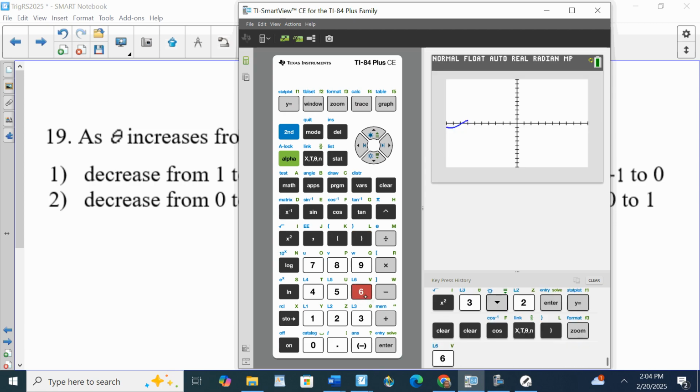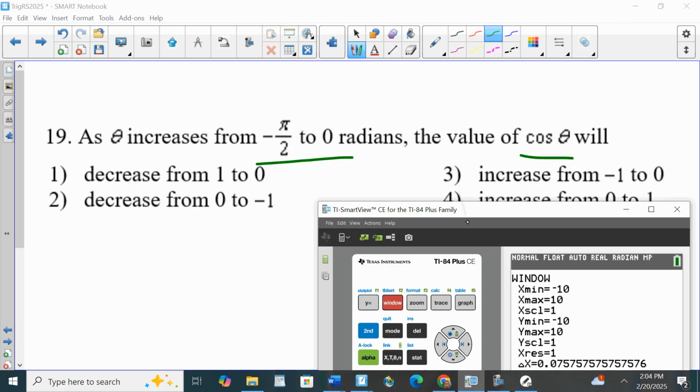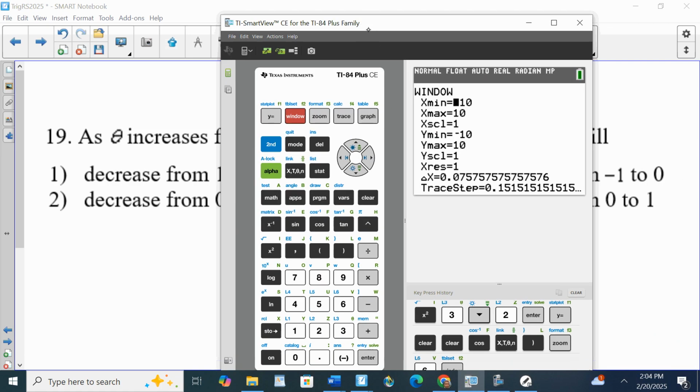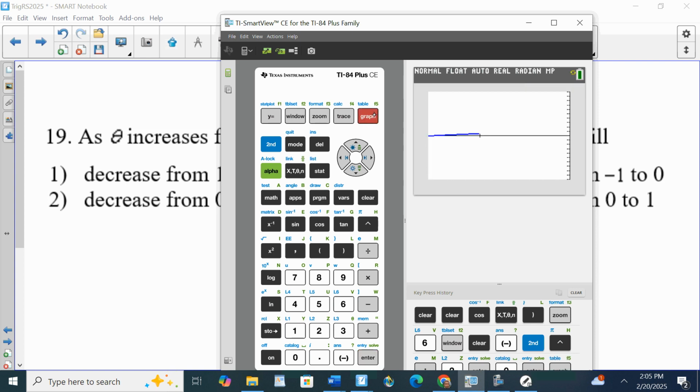I can't type in theta, so I type in cosine of x. Let's start with zoom 6, but I'm not going to do zoom 6. I'm going to go to my window. It wants to see it from negative pi over 2 to 0. So my x min is going to be negative pi divided by 2. Alpha x isn't working here for whatever reason, so just do it as division. And my x max is going to be 0. It'll automatically make the pi into a decimal, that's fine. And then graph and look at it.